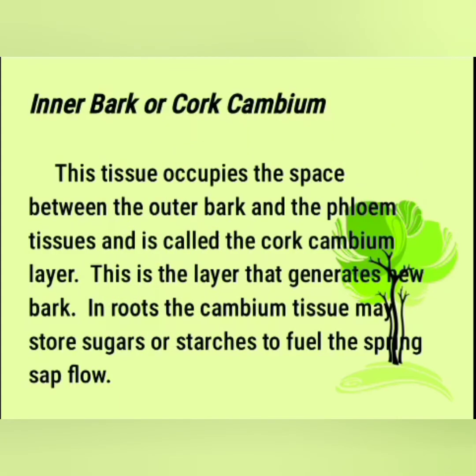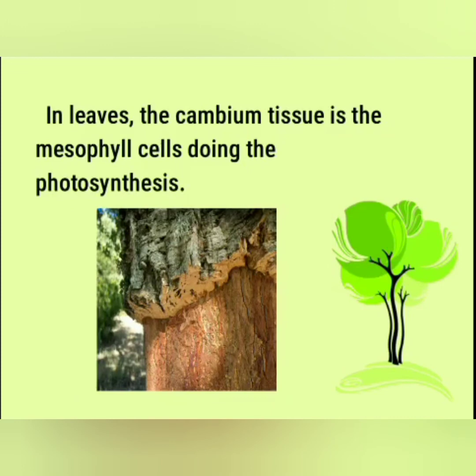Next is the inner bark or cork cambium. This tissue occupies the space between the outer bark and the phloem tissue, and is called the cork cambium layer. This is the layer that generates new bark. In the roots, the cambium tissue may store sugars as starches to fuel the spring sap flow. In leaves, the cambium tissue is the mesophyll cells doing photosynthesis.